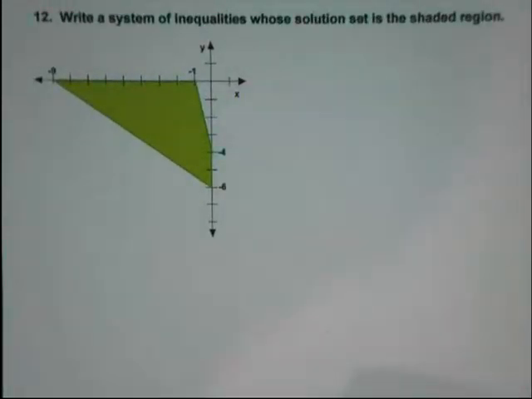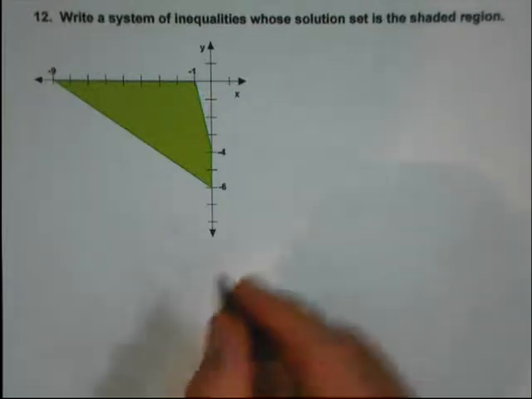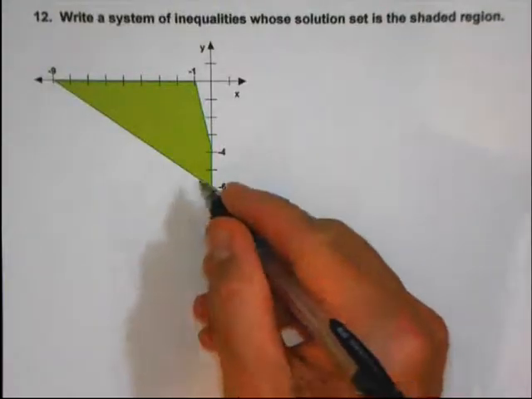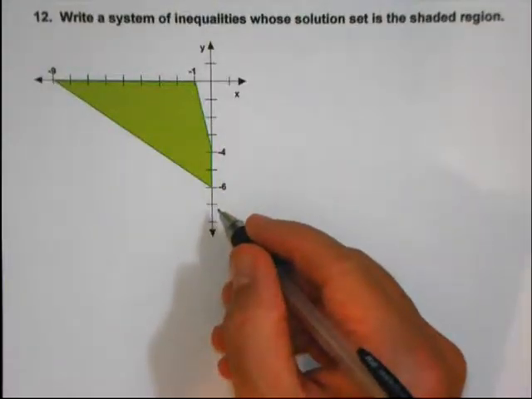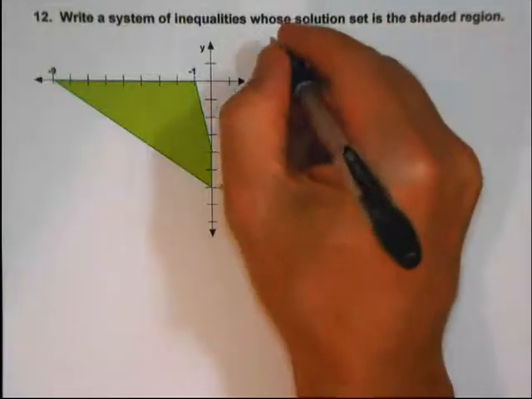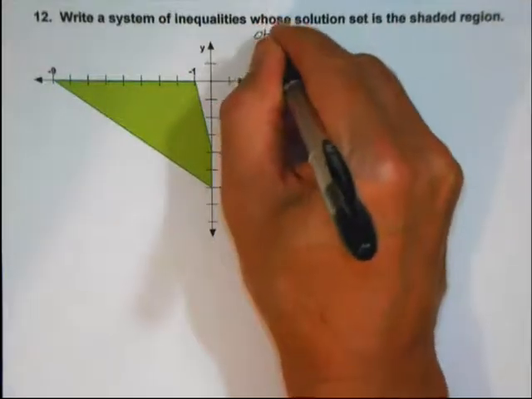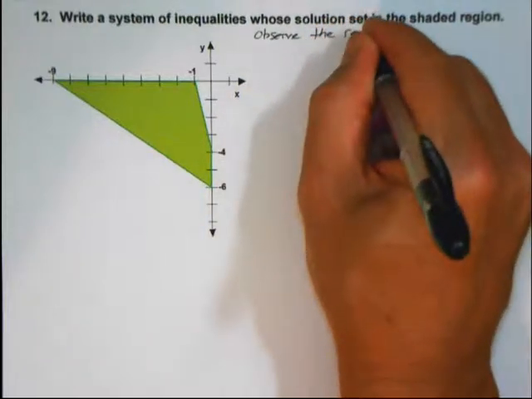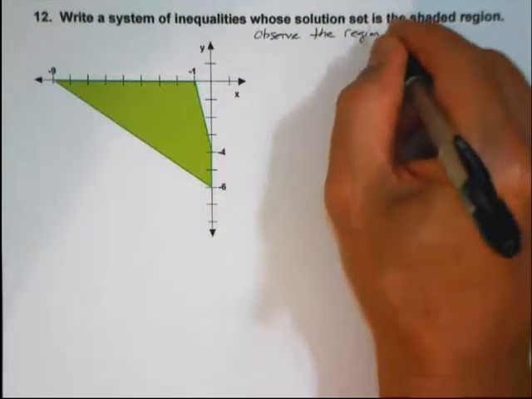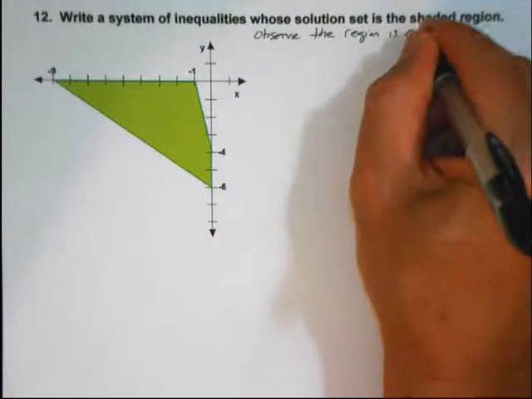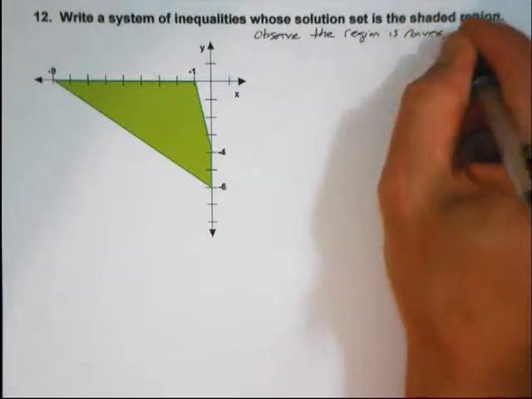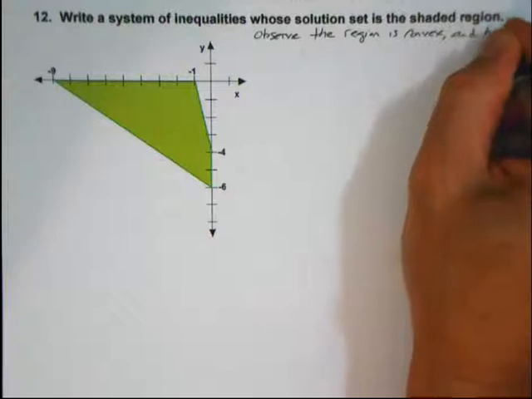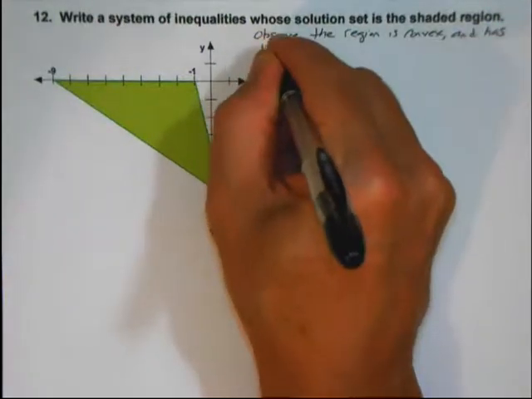Okay, exercise 12. Write a system of inequalities whose solution set is the shaded region. This shaded region, it's got linear boundaries and it's convex. Good. So, observe the region is convex and has linear boundaries.